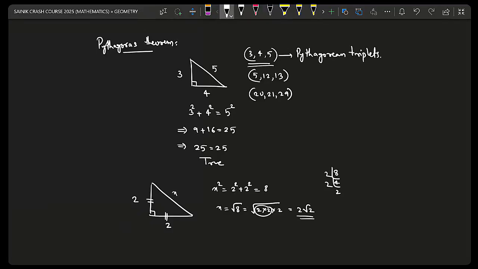Arush? Sir, can we use 3, 6, 15? Yes, 3, 6, 15. No, that is not a Pythagorean triplet. You can check, because 3 square plus 6 square is not going to be equal to 15 square. Then do you know any example?